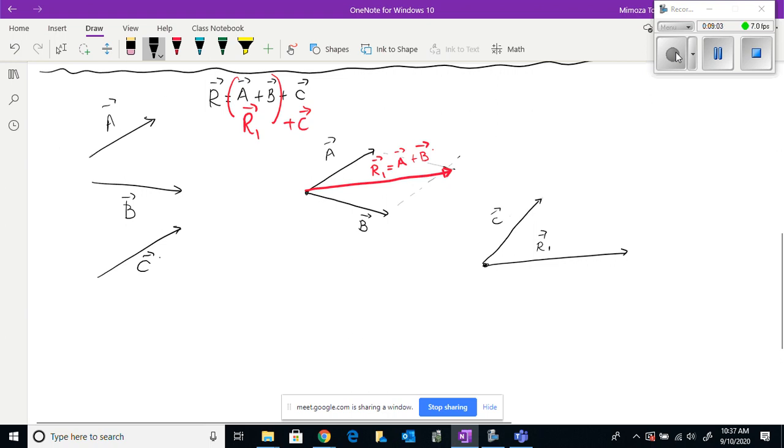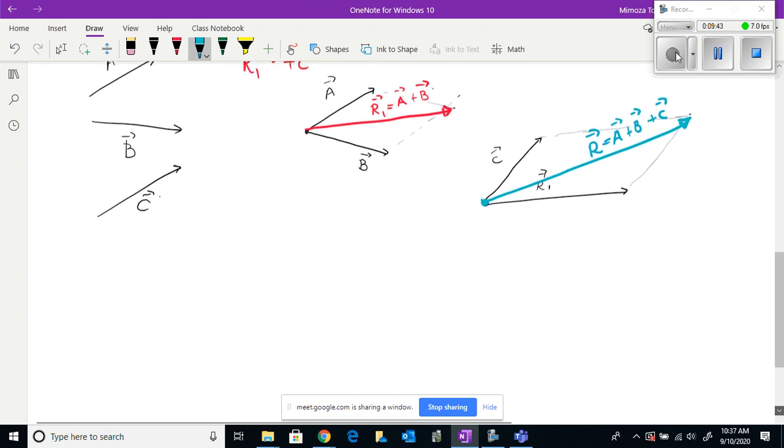With those two sides, we will construct the parallelogram, and the resultant will be starting at the same point, going along the diagonal. This will be A plus B plus C. And if you have more than 3, then you will take this and add it to the fourth one, and so on. So the parallelogram method, it's kind of a pain when we have more than 2 vectors.